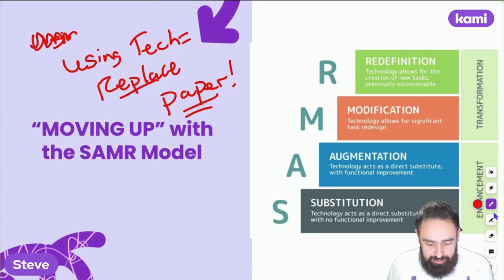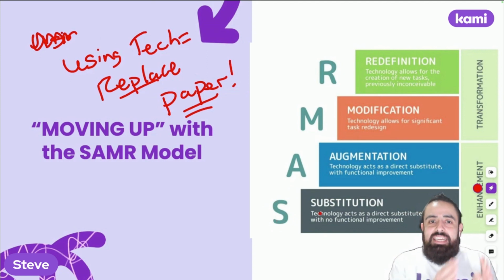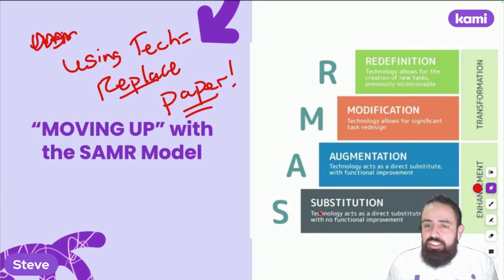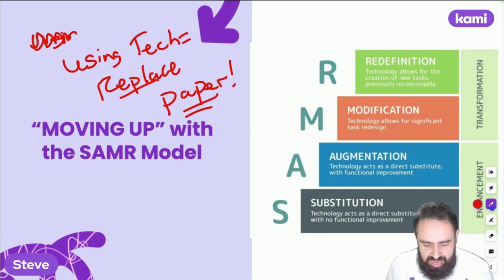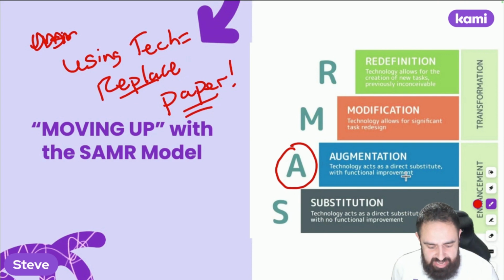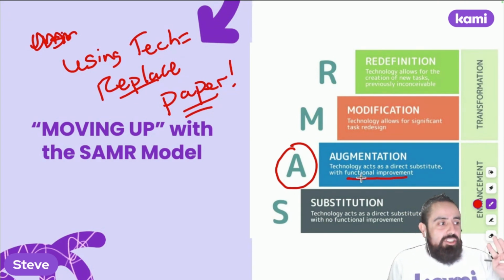I like to start at the S with the SAMR model. This first one is how to simply use technology as a direct substitution, right? There's no functional change. There's no improvement of the pedagogy or the learning experiences with students. It's simply replacing that with a direct substitute. And then the next one, the A, is augmentation. Technology acts as a direct substitute with some sort of functional improvement.